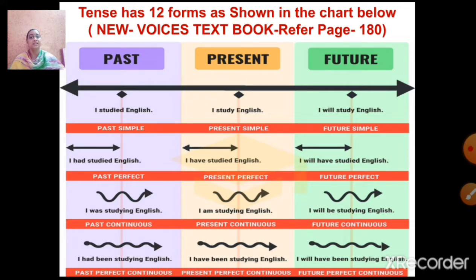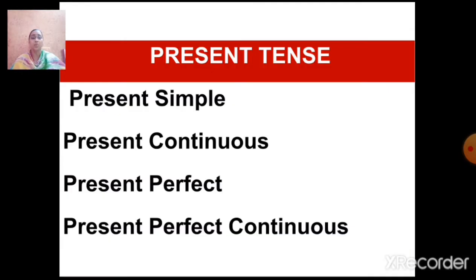Now students, this chart is already available in your New Voices textbook on page number 180. So let's begin with the first type of tense, that is present tense. As I said, present tense is again divided into 4 subcategories, that is present simple, present continuous, present perfect, present perfect continuous. Now let us understand each deeply with examples.